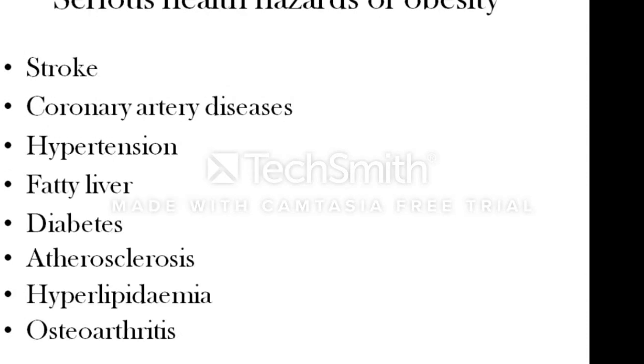Serious health hazards can occur in obesity: stroke, coronary heart diseases, hypertension, fatty liver, diabetes, atherosclerosis, hyperlipidemia, and osteoarthritis are severe, serious health hazards.